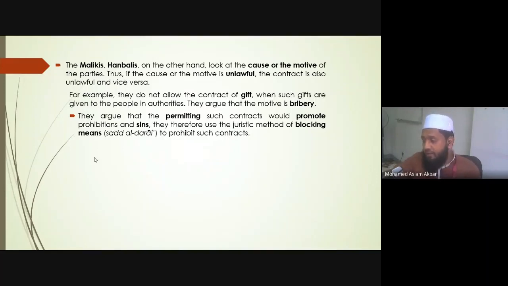I think we learned this at the beginning of our semester. It is called saddu dharaya, blocking the means. So if through these means someone is promoting prohibitions and sins, then you have every right to block it. Saddu dharaya. So on that basis, they said this kind of contract cannot be allowed.